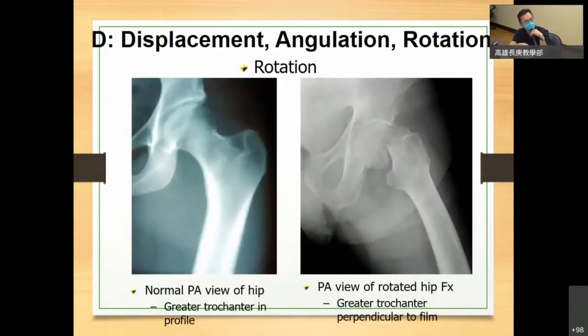Just like this picture, the left-hand side is a normal hip joint and proximal femur. Here the fracture is over the femoral neck. In this X-ray, you can see the lesser trochanter. Normally, you cannot see the lesser trochanter on a plain pelvic X-ray. But in this picture, after the femoral neck fracture, we can see the lesser trochanter. That means the femoral shaft has rotated after the fracture.